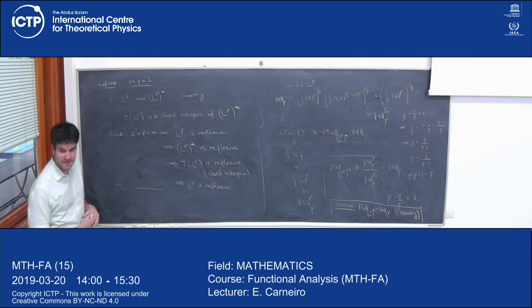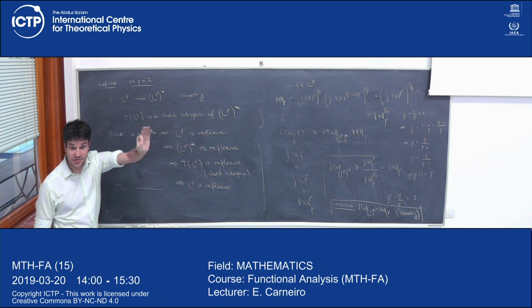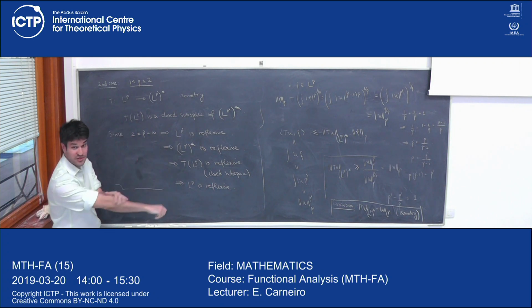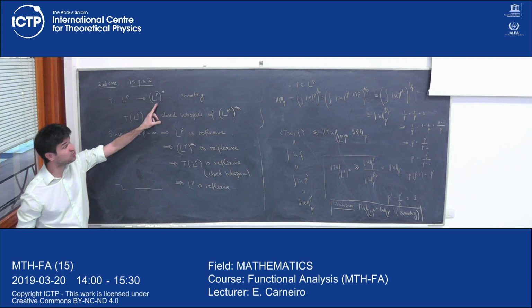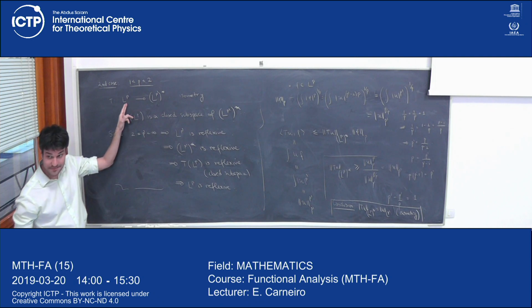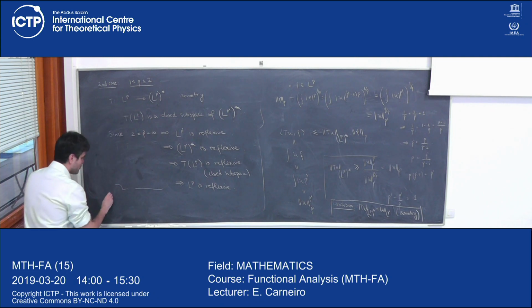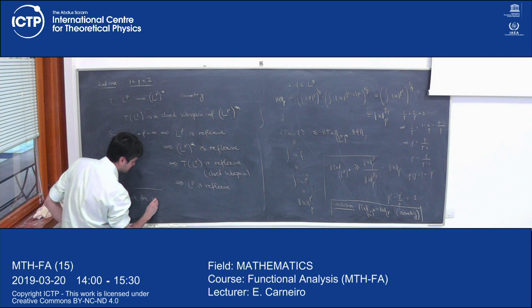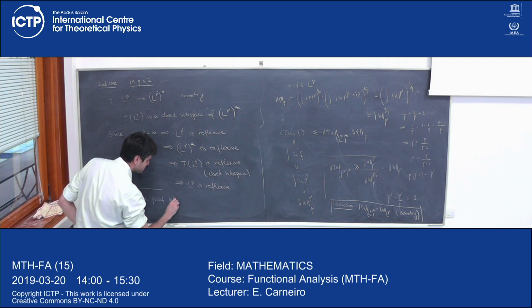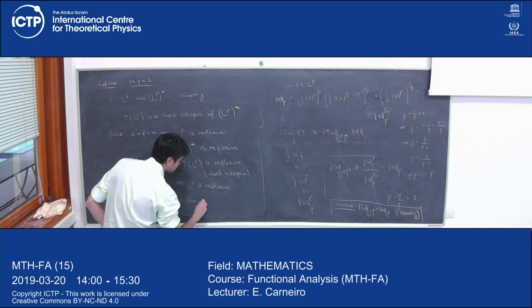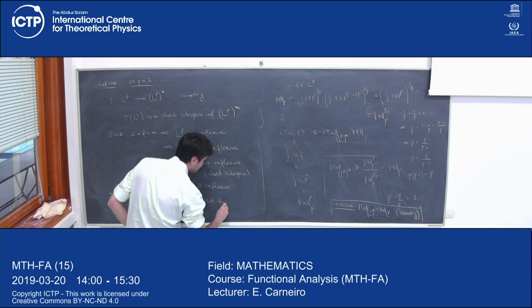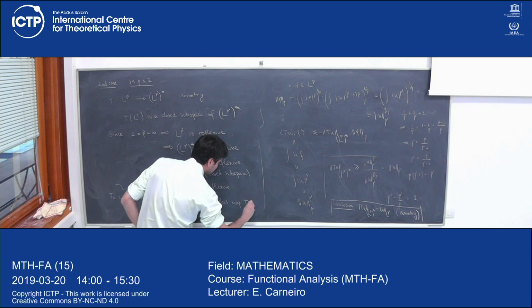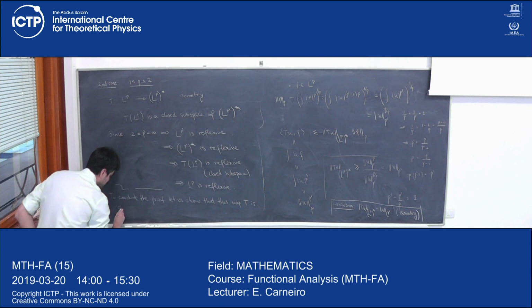So to finish our proof, we want to show that this isometry that we constructed is surjective. This is the conclusion of the Riesz representation theorem, that every element in the dual of LP or LP prime, if you want, is given by T of some element in LP. Okay, so to conclude the proof, let us show that this map T is surjective.